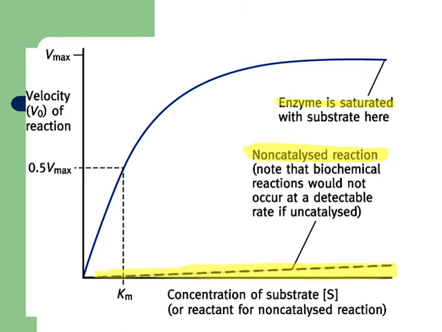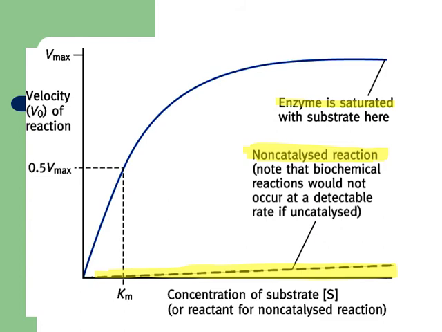So we defined key variables here. We have our Km, which is that concentration of the substrate to get to half the maximum velocity of a reaction. And then we have our Vmax, which is the maximum velocity of that reaction, where we essentially have enzyme saturation.